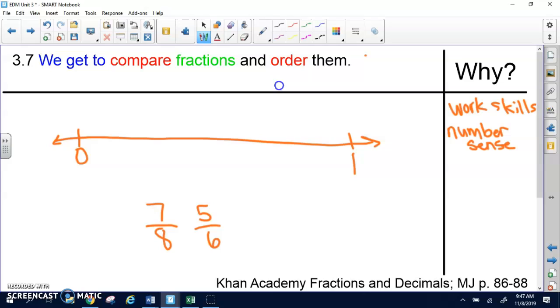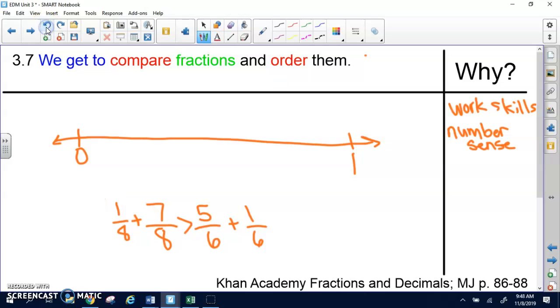So which is greater here? It's 7/8 because the eighths, if you're thinking about 1/8 to get to the whole and then 1/6 to get to the whole, right? That 1/8 is a smaller distance to get there, which means 7/8 is a greater number. Is everybody okay with that? We've been talking about that.